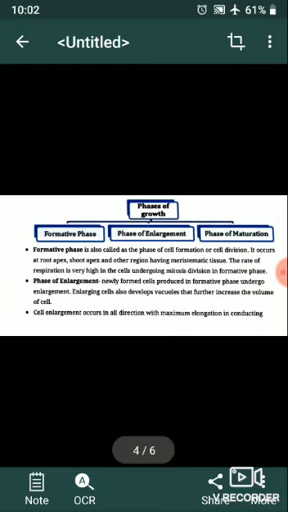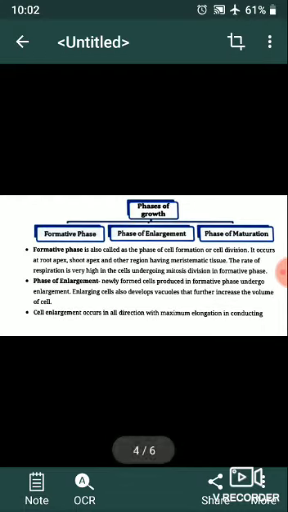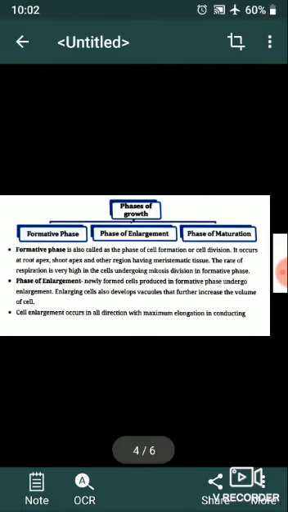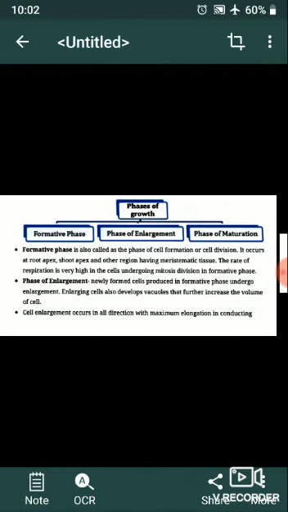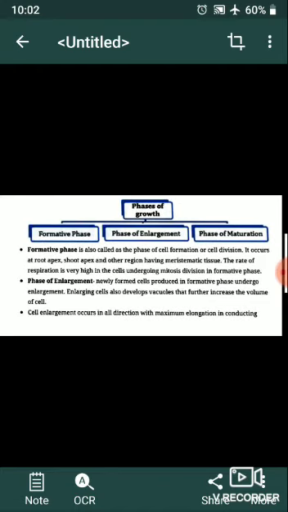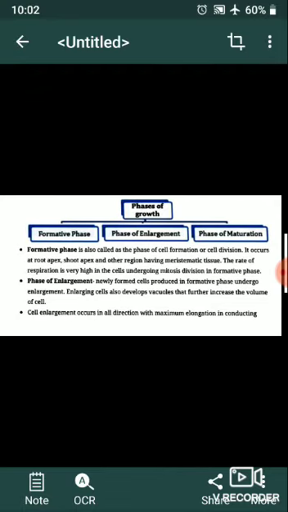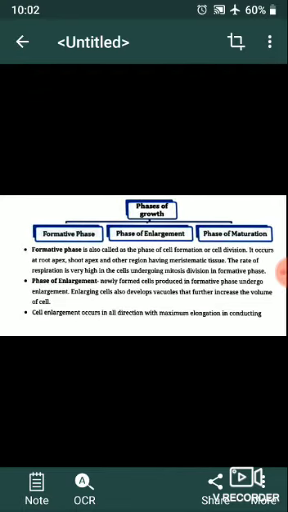Phases of growth: formative phase, phase of enlargement, phase of maturation. The formative phase is also called the phase of cell formation, cell division. It occurs at the root apex, shoot apex, and other regions having meristematic tissue. The rate of respiration is very high. Cells undergo mitotic division in the formative phase.